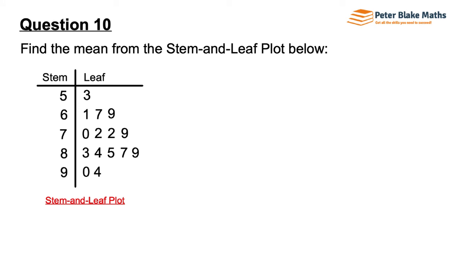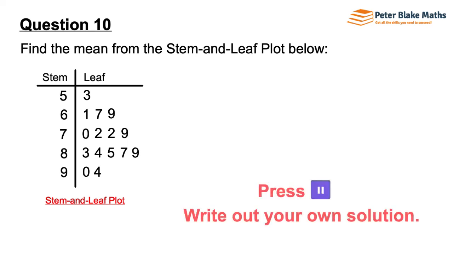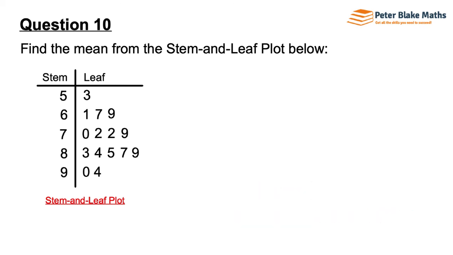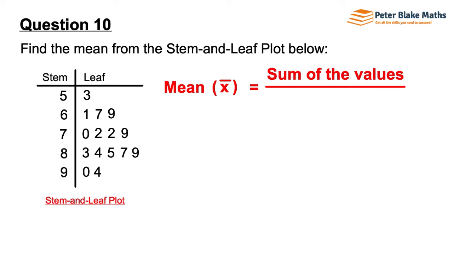Question 10. Find the mean from the stem and leaf plot below. The mean is the sum of the values divided by the number of values. Here, the sum of the values, if we run all those through our calculator, we'd have to do 53 plus 61 plus 67 plus 69 plus 70, etc. Don't forget these are 2-digit numbers shown in this stem and leaf plot. They would add up to 1155.